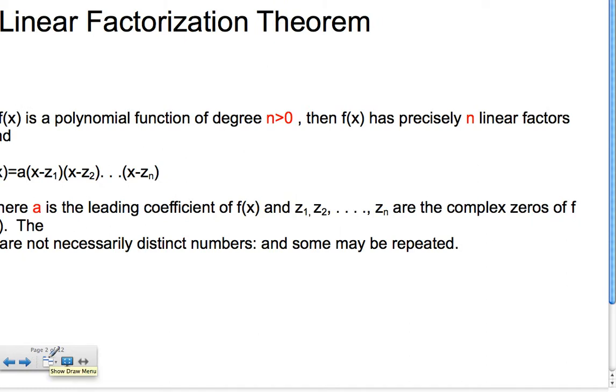The linear factorization theorem. If f of x is a polynomial function of degree n greater than 0, then f of x has precisely n linear factors. And f of x equals a times x minus z sub 1 times x minus z sub 2 times x minus z sub n, where a is the leading coefficient of f of x, and z sub 1, z sub 2, through z sub n are the complex zeros of f of x. The z sub i are not necessarily distinct numbers, and some may be repeated. This is a theorem that will come into play later on.